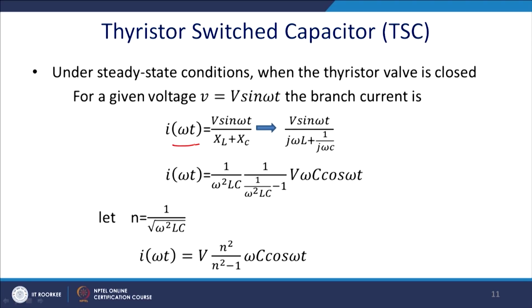Under steady state condition, when the thyristor valve is closed, the current is flowing and it is giving a voltage V. So, V should be Vm sin omega t by XL plus XC. So, ultimately you get the current equal to V n square by n square minus 1 times omega C, that is nothing but XC into cos omega t, where n is given by the resonance frequency, that is omega square into LC.